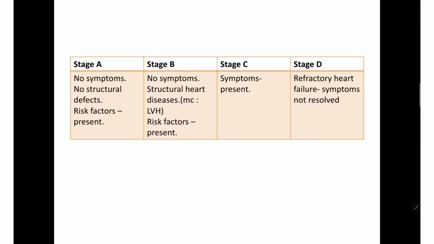So basically, what I was trying to say is that the patient with ADHF can be grouped under four stages. In stage A, the patient has no symptoms and no structural defects. The only problem with this patient is that he has some risk factors, for example, hypertension, obesity, diabetes, and so on. So this patient only has some risk factors. He does not have any structural defects, nor any symptom of heart failure.